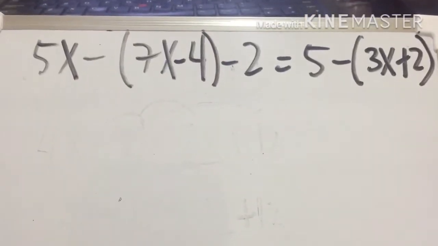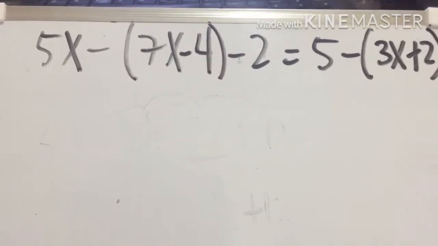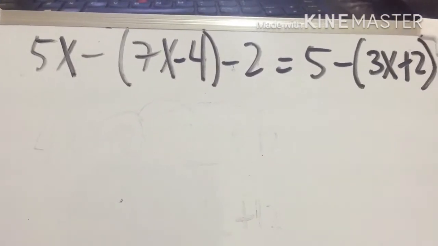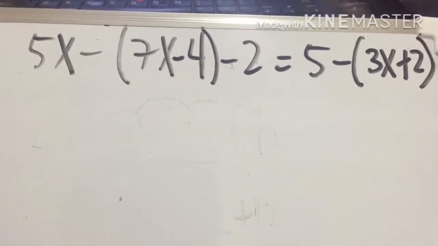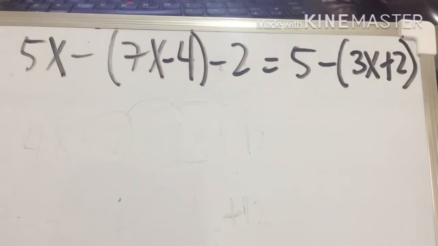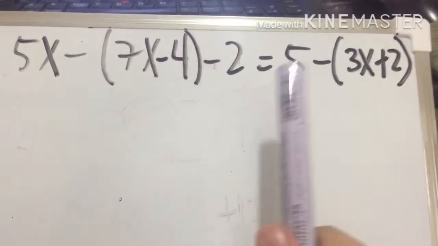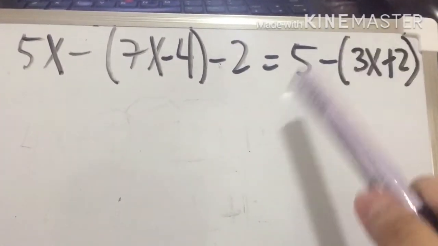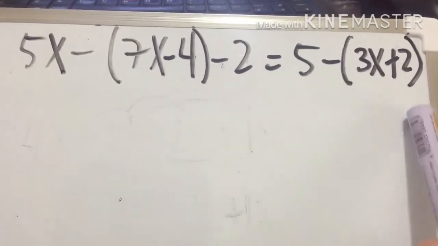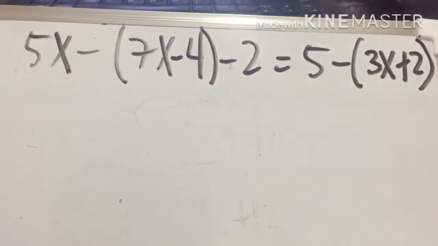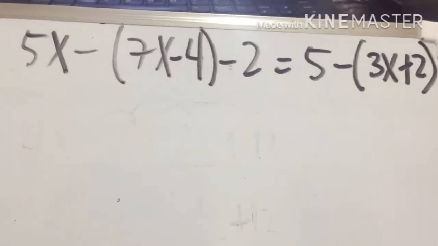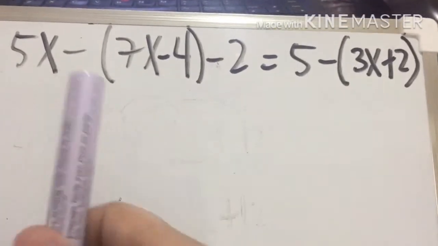So here is our next example. 5x minus, in parenthesis, 7x minus 4, and then minus 2 equals, so again you have there the equal sign, 5 minus, and then in the parenthesis 3x plus 2. So remember our factoring by grouping, remember that.